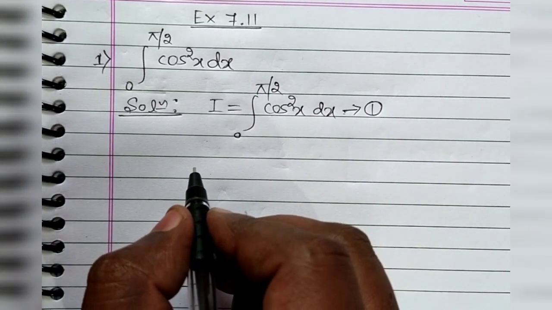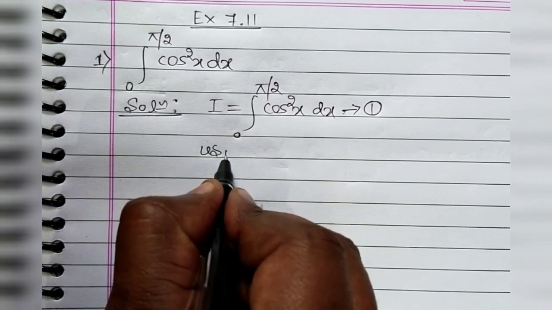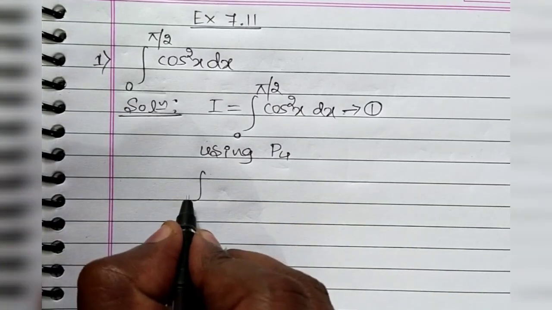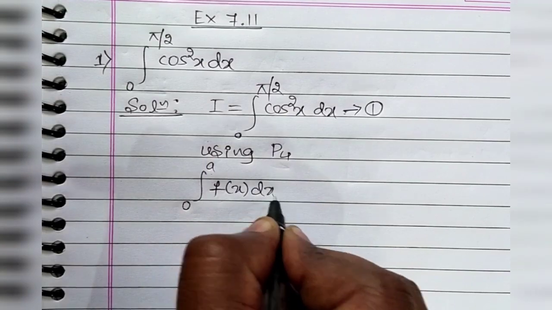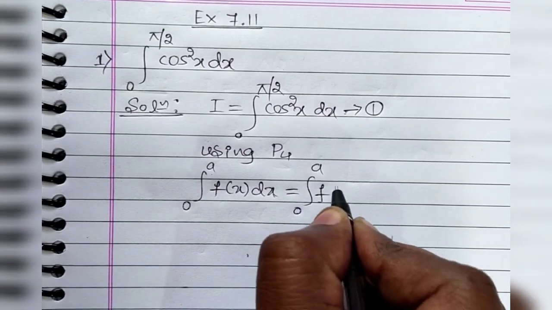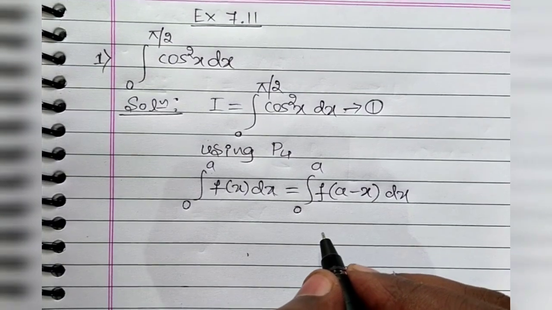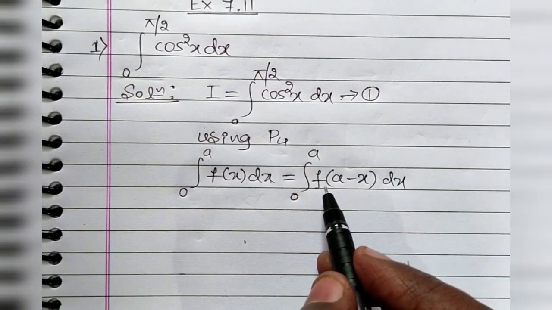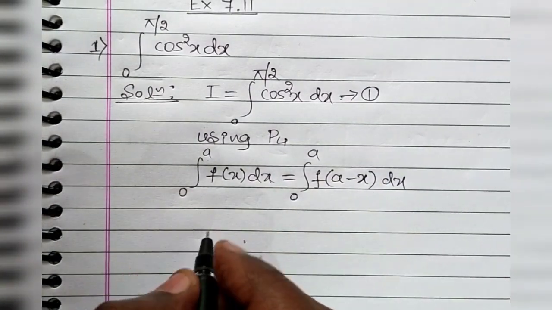Now here we have to make use of the property P4. So here, using P4, that is the integral from 0 to a of f of x dx, which equals the integral from 0 to a of f of a minus x dx. This property is very important. It will be given for 6 marks. We have to prove this, and a problem will be given related to this property. It has been asked most of the time.